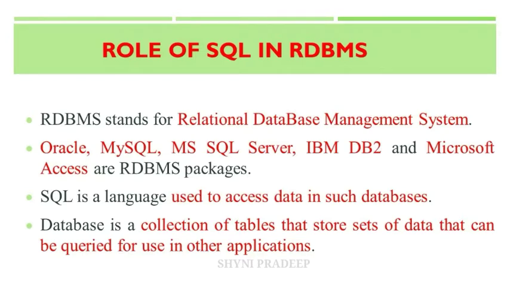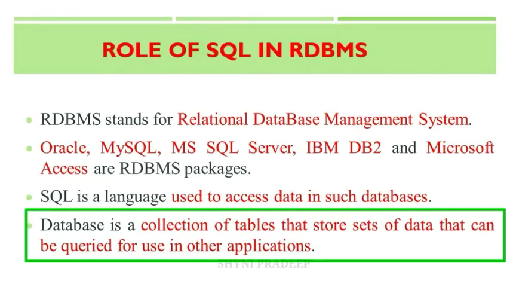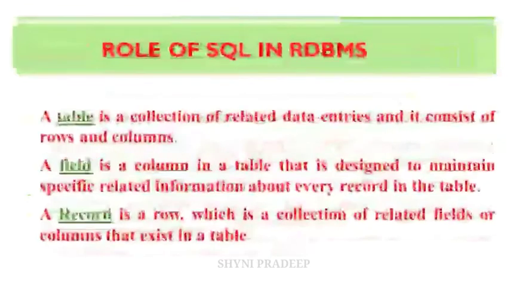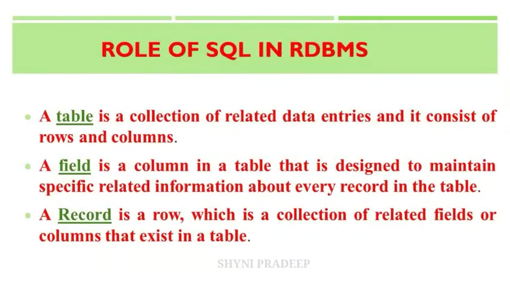Okay. What is database? Database is a collection of tables that store set of data that can be queried for use in other applications. So database is nothing but collection of tables that is used to store set of data. Okay. So what is table? Table is a collection of related data entries and it consists of rows and columns. Column is also called as field and row is also called as record.